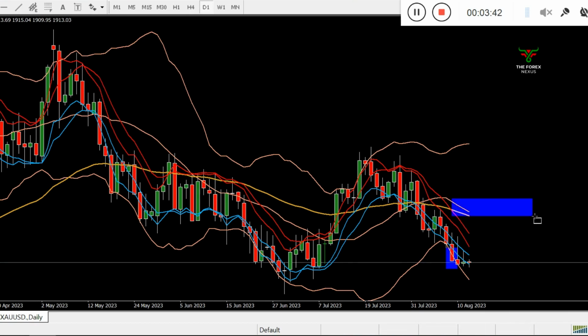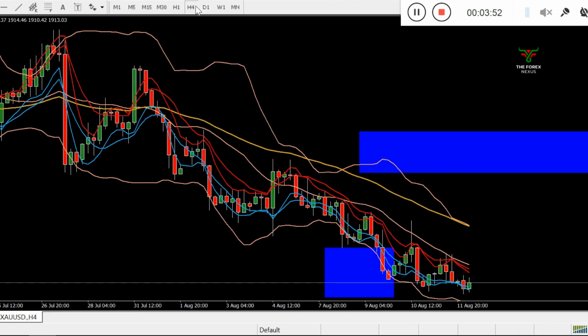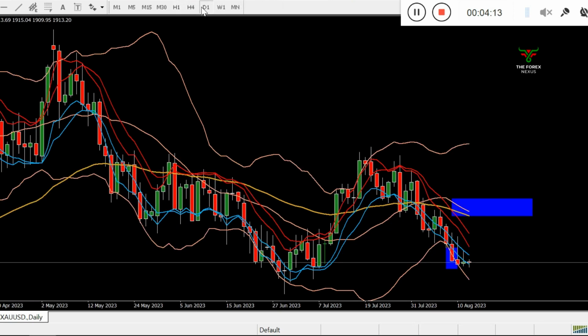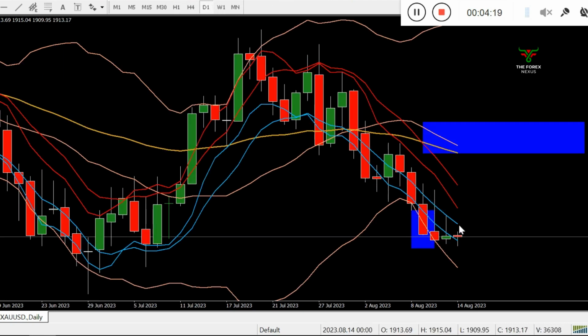Here is EMA 50, the price is below the EMA 50 on daily time frame. On H4 time frame also the price is below the EMA 50, and on H1 time frame the price is also below the EMA 50. So on daily we are looking for re-entry after the momentum. We got the momentum on H4 time frame. You can clearly see here at this point we got the momentum.